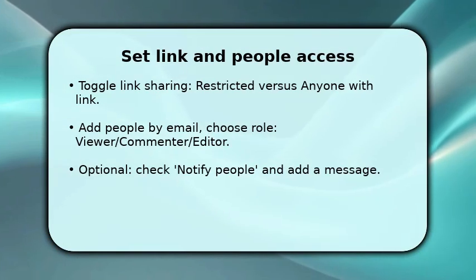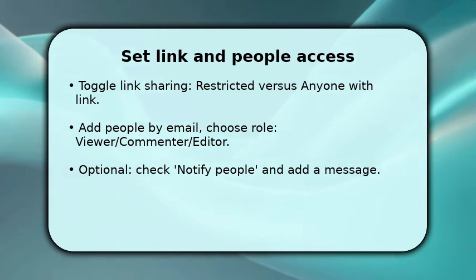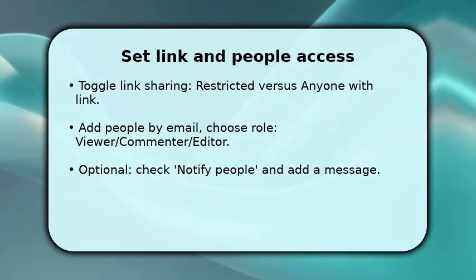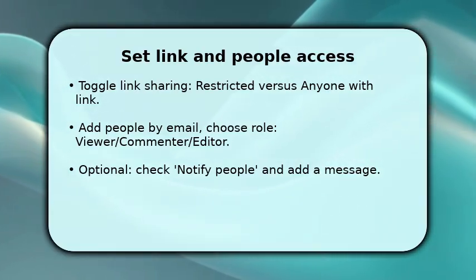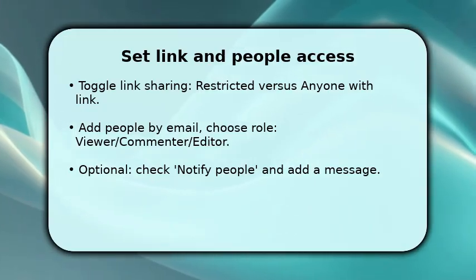Once the Share dialog is open, change access under Get Link from Restricted to anyone with the link if you need broad distribution. Then add specific collaborators by typing email addresses in the Add People field and select Viewer, Commenter, or Editor to control actions.